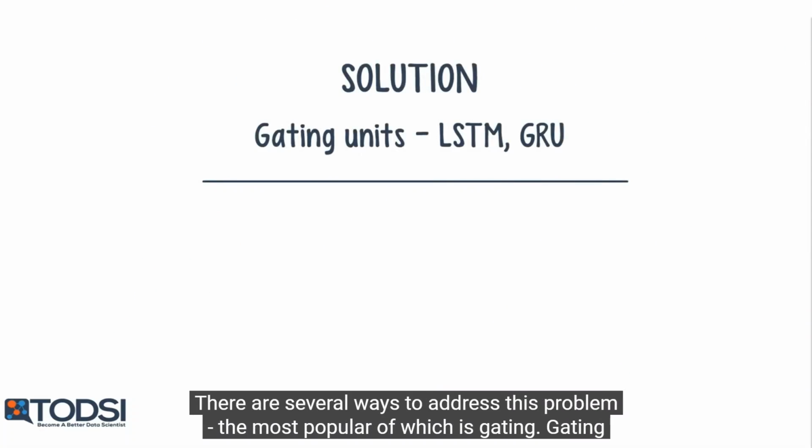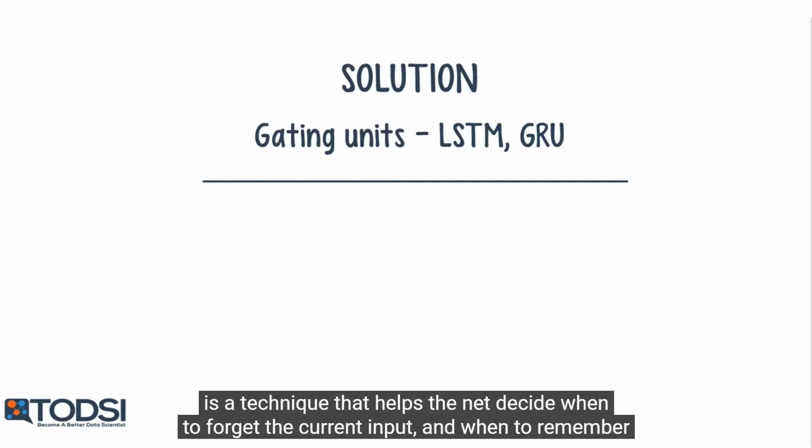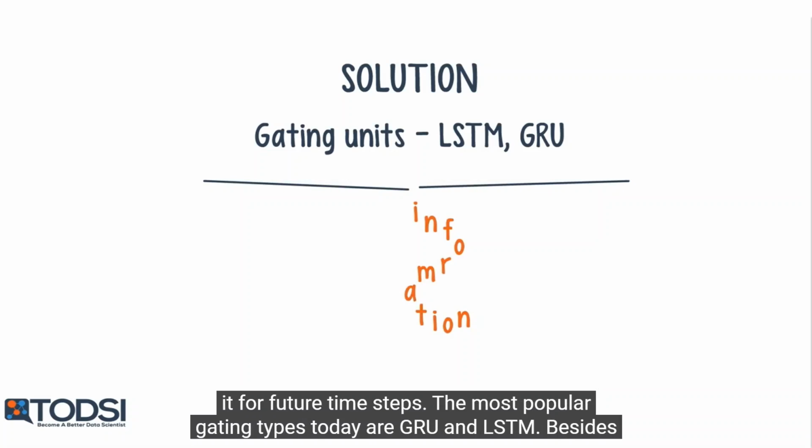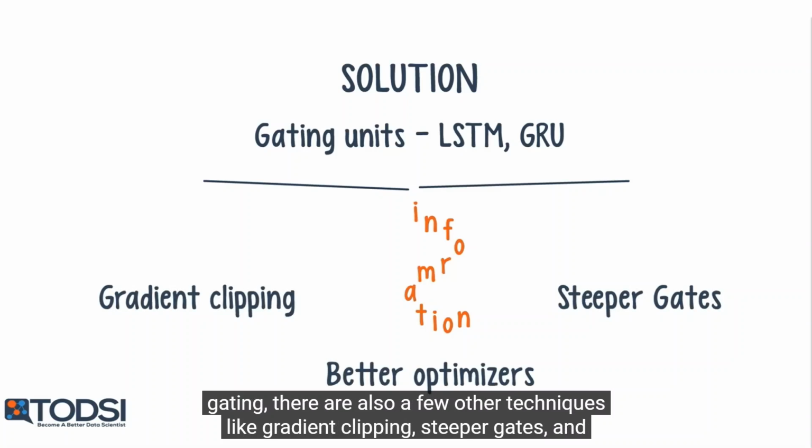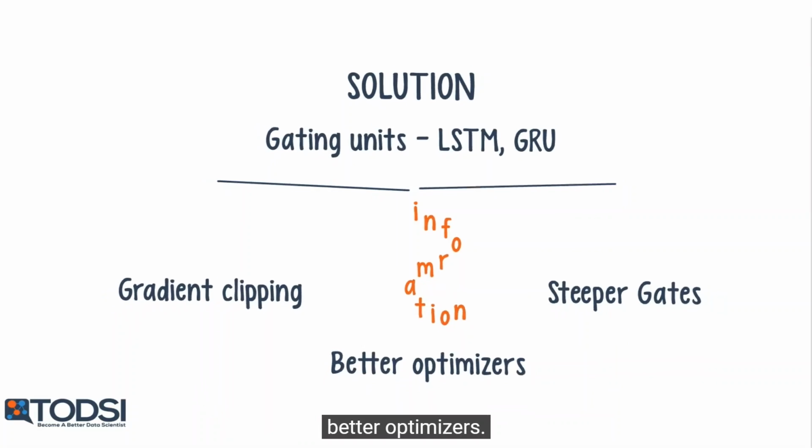There are several ways to address this problem, the most popular of which is gating. Gating is a technique that helps the net decide when to forget the current input and when to remember it for future time steps. The most popular gating types today are GRU and LSTM. Besides gating, there are also a few other techniques like gradient clipping, steeper gates, and better optimizers.